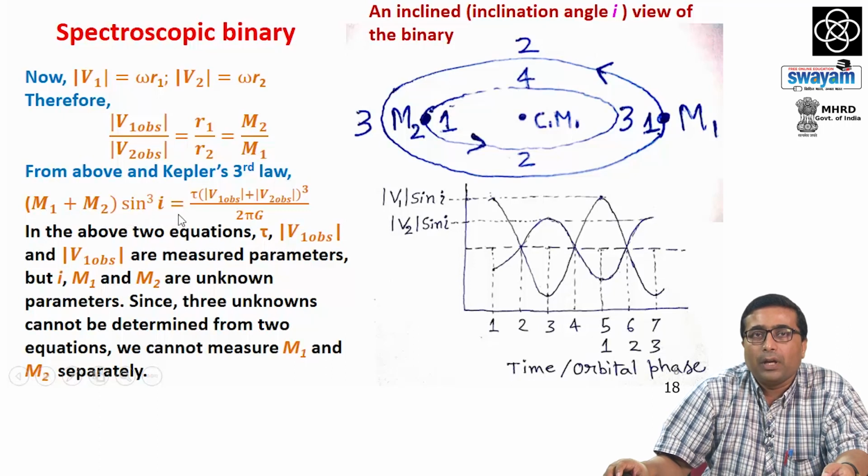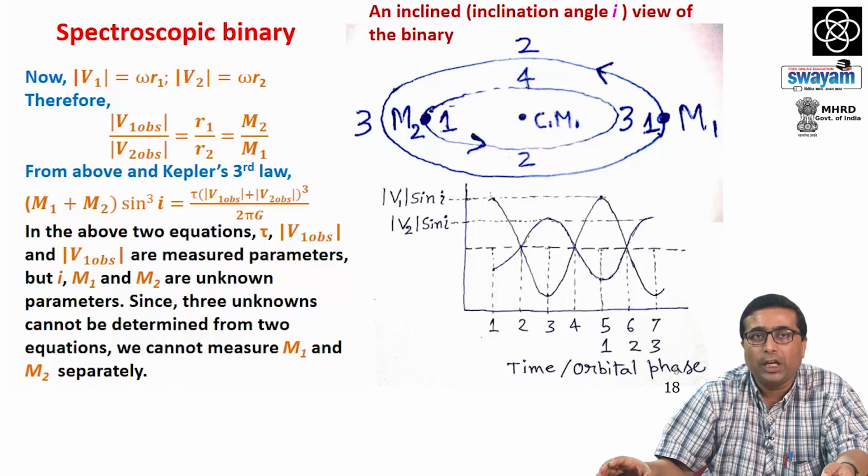into sine cube I equal to tau into (|V1 obs| plus |V2 obs|) whole cube divided by 2 pi G. Here tau is the orbital period which is known, V1 obs and V2 obs are also measured. So, the right hand side is a measured quantity, and on the left hand side there are three unknowns m1, m2 and I. Therefore, we have two equations and three unknowns, and therefore, we cannot measure from these for the spectroscopic binary, we cannot measure m1 and m2 separately.